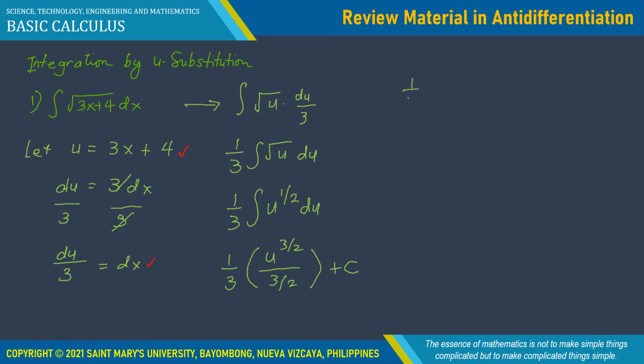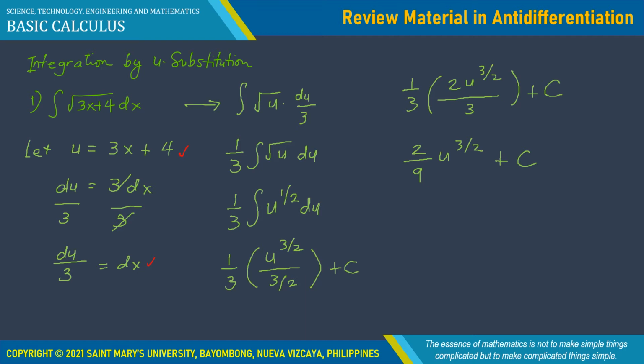Then, simplify lang natin. So, we have 1/3. Then, u to the 3 over 2 divided by 3 over 2. So, magiging coefficient lang ni u yung 2. So, magiging 2u raised to 3 over 2 over 3 plus c. Then, pwede nating i-multiply yung 2/3 sa 1/3. So, 2 times 1 is 2. Then, 3 times 3 is 9. u raised to 3 over 2 plus c. So, ito na yung answer natin in terms of u.